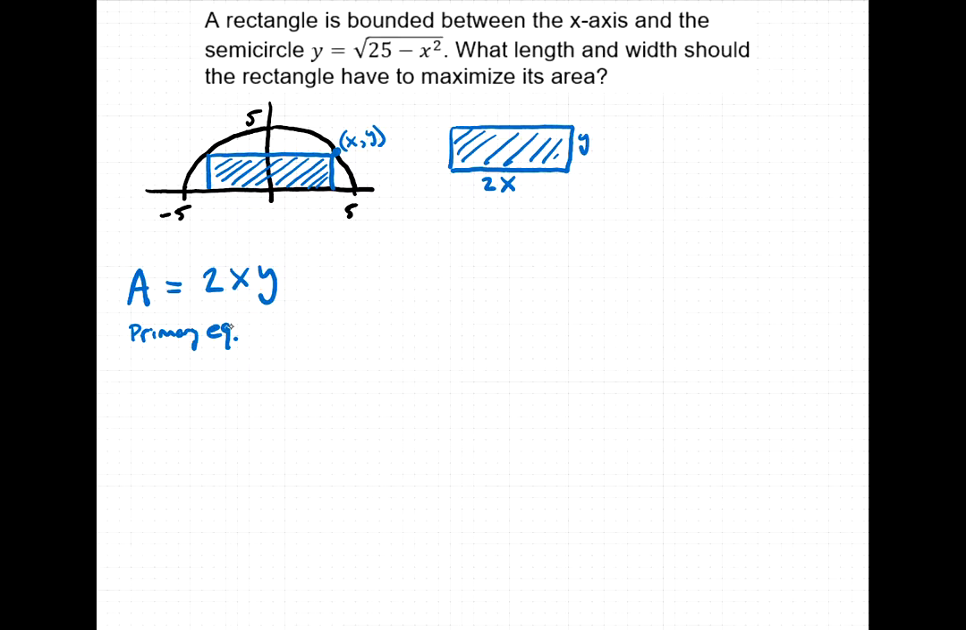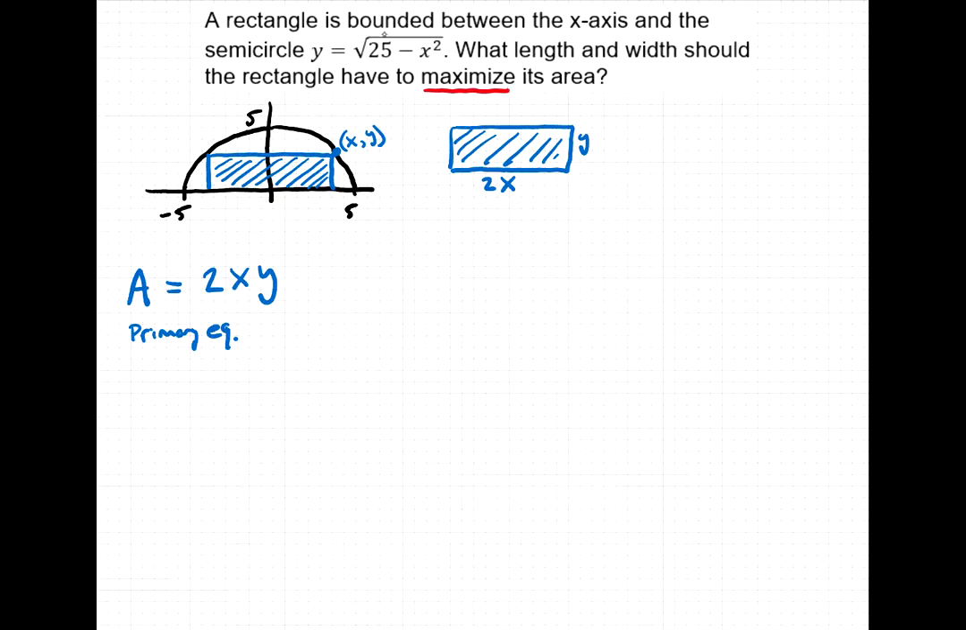And so when we want to maximize something, if we want to maximize the area, well, maximums and minimums, or extreme values, could only occur at critical values. And we determine critical values by determining where the derivative is equal to 0 or where the derivative is undefined. So we need to take the derivative, which means we have to eliminate one of these variables.